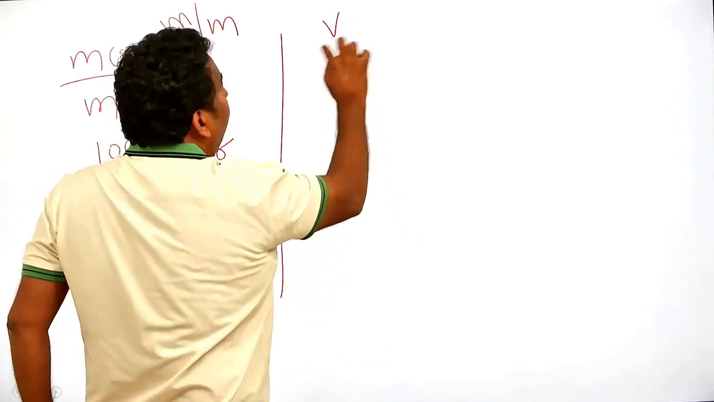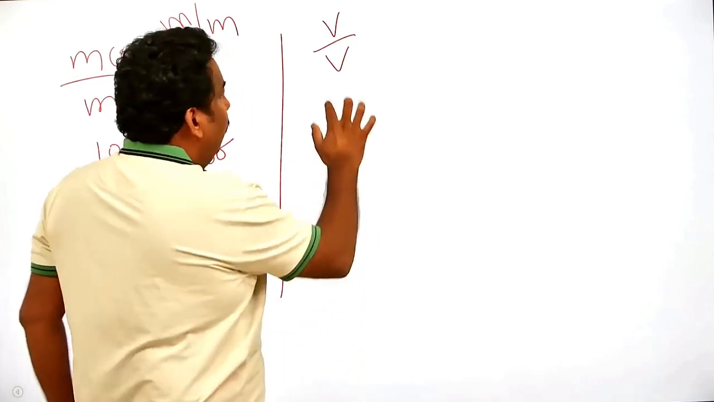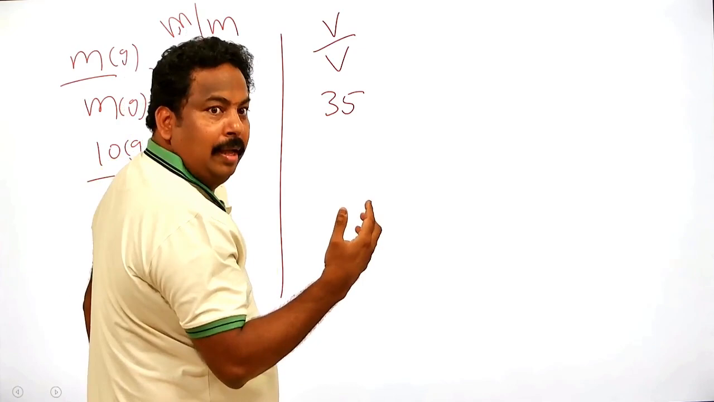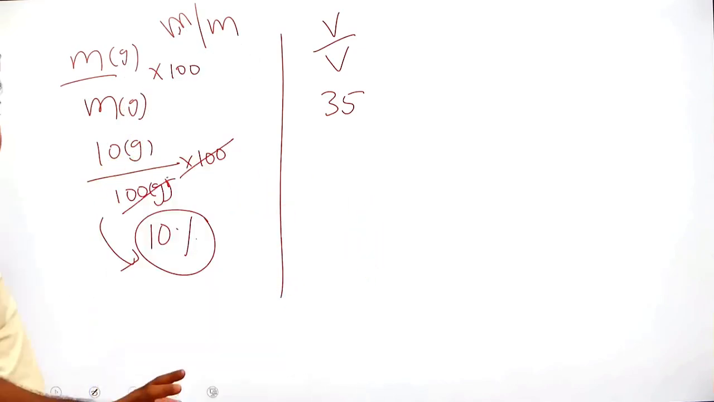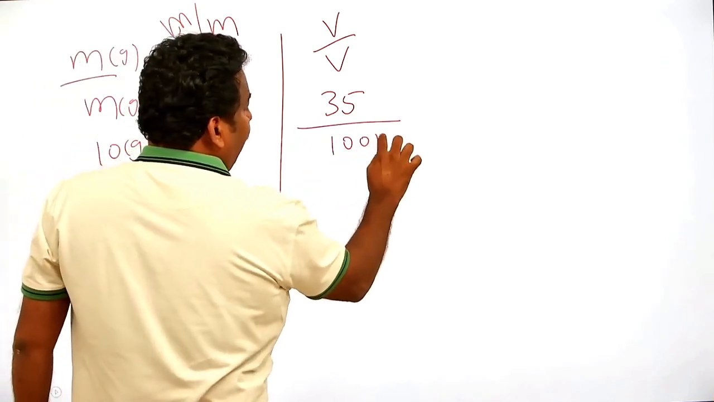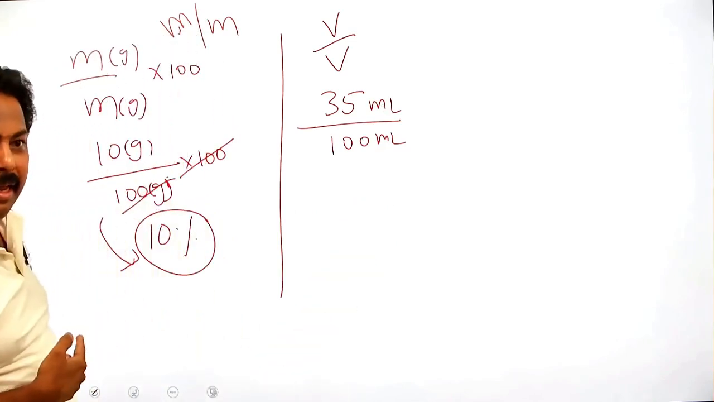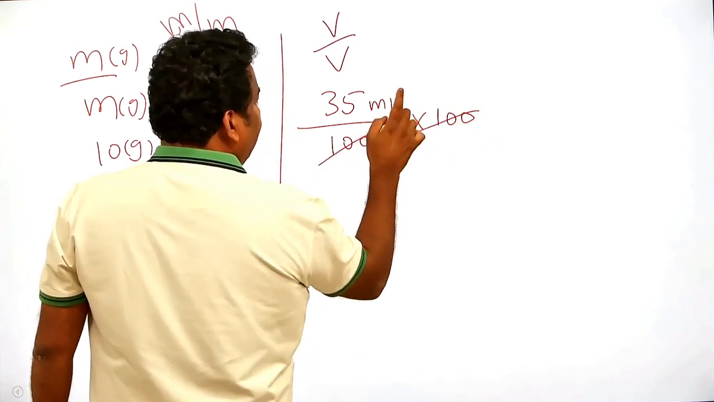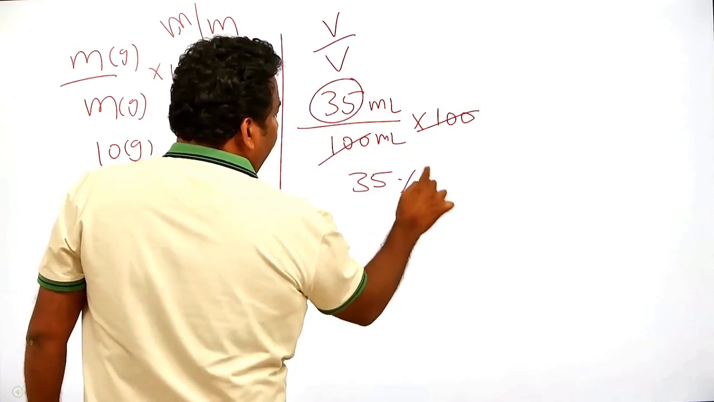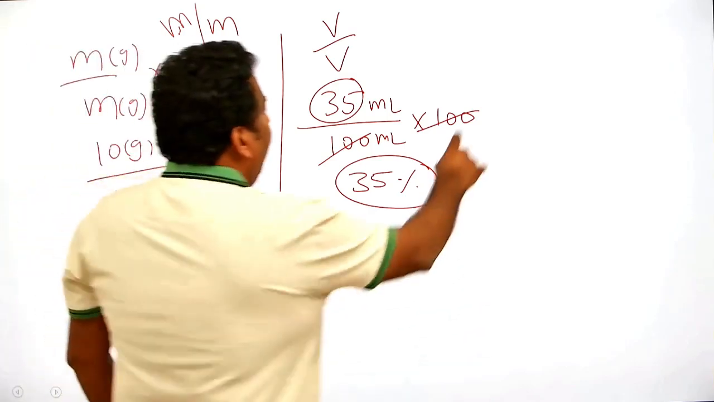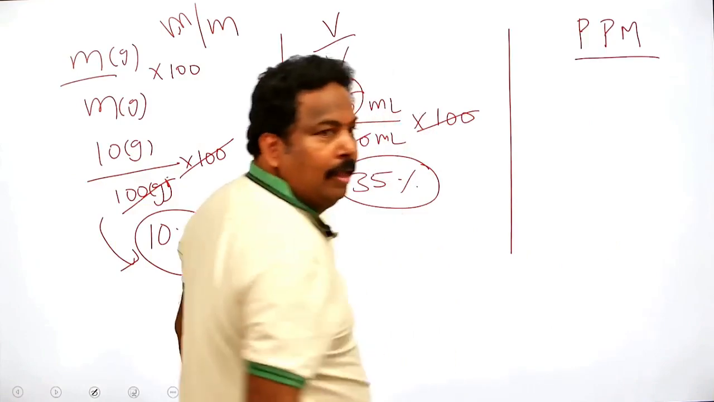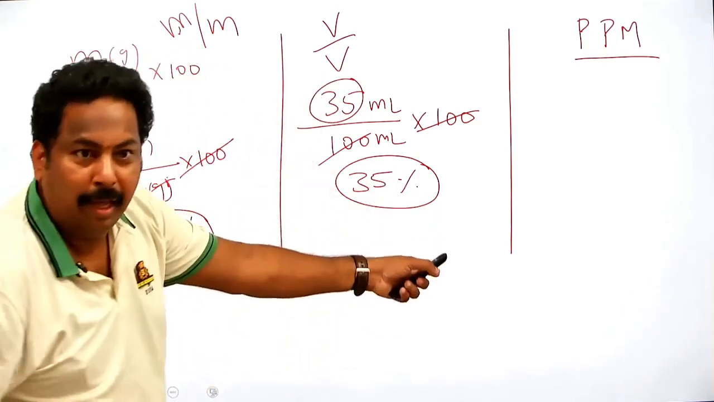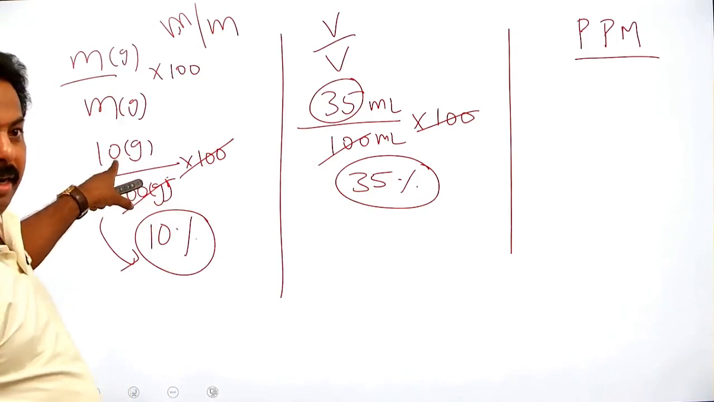I am coming here. Volume by volume. Ethylene glycol, what did we do? 35 ml. அங்க என்ன கொடுத்துருக்கான்? 100 ml solution, கரெக்டா? 35 ml, 100 ml. அப்போ இது ml தானே? இன்டு 100, இது கேன்சல் ஆச்சு. 35%, கரெக்டா? அப்படியே ppm, parts per million. அதே 3 grams எடுத்துக்கோங்க, இல்லனா 10 grams எடுத்துக்கோங்க.